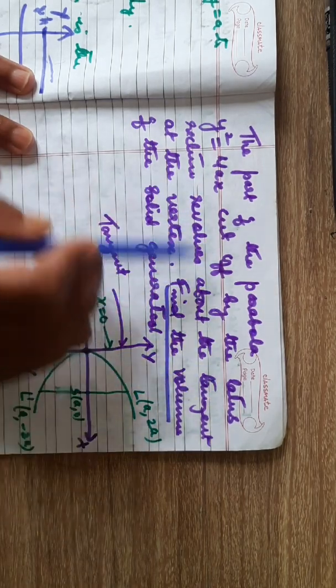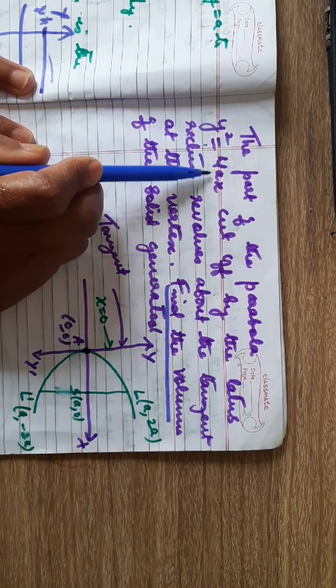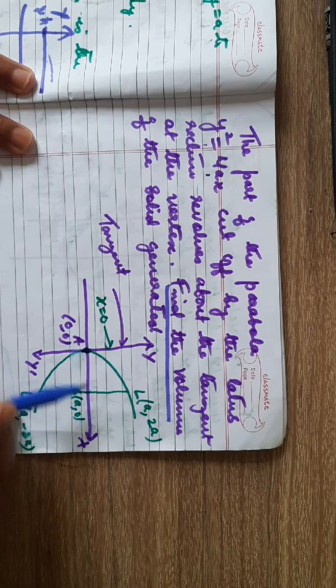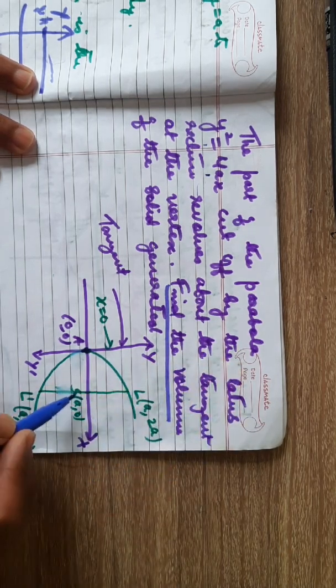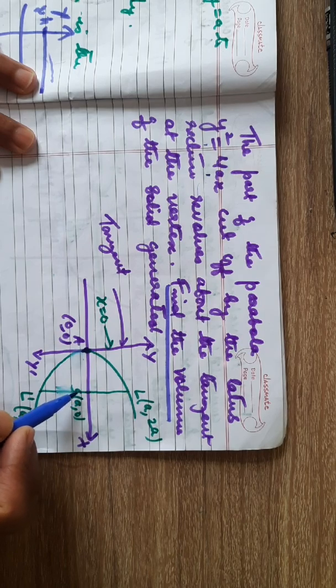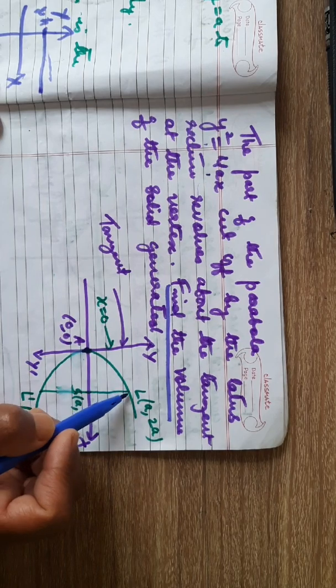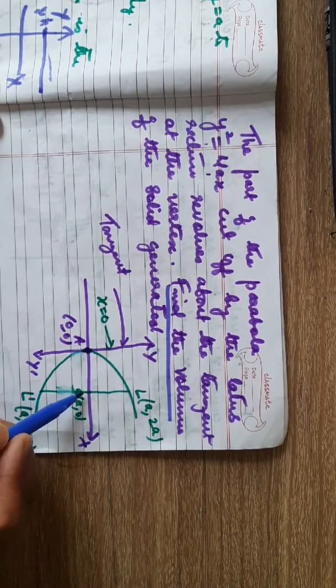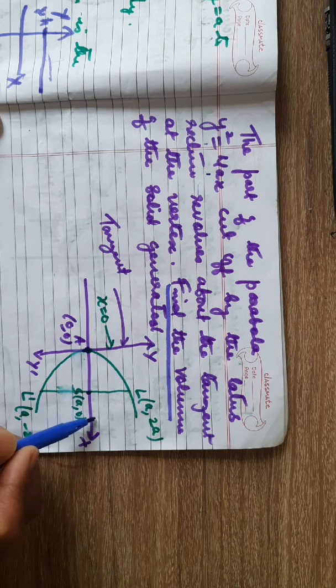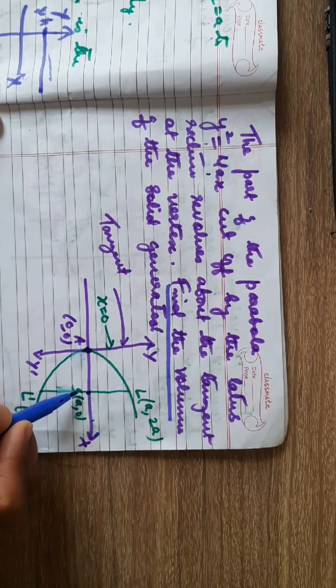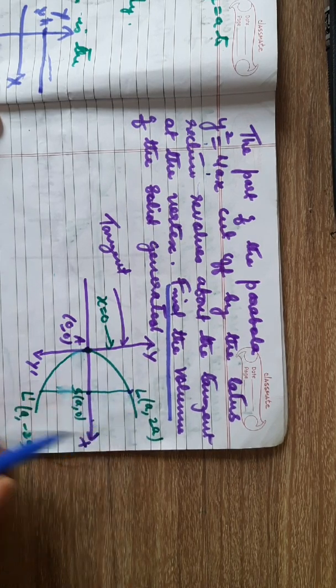So now, cut off by the latus rectum. For a parabola y square is equal to 4ax, the coordinate of the focus is (a, 0), as we have discussed in the second semester in detail. So we know that the focus of the parabola is this one, (a, 0). Now the latus rectum is a straight line which passes through the focus and is perpendicular to the x-axis. So L L prime will be the latus rectum. If the coordinate of this point S here is (a, 0), that means x is equal to a, then what will be the coordinates of L and L prime?